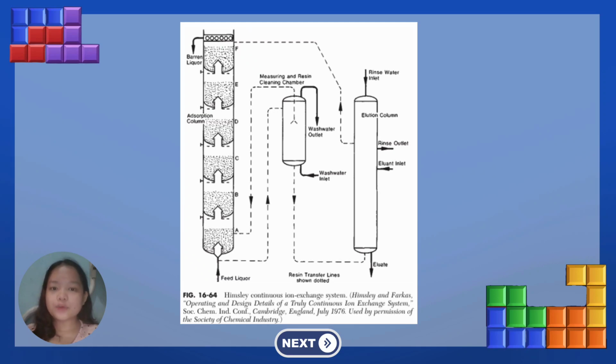So here's a quick recap. Number 1, ion exchange happens in the adsorption column. Number 2, spent resin moves to the cleaning chamber. And number 3, then goes to the elution column for regeneration. And then the next step is rinse water cleans it, and resin returns to the adsorption column continuously.